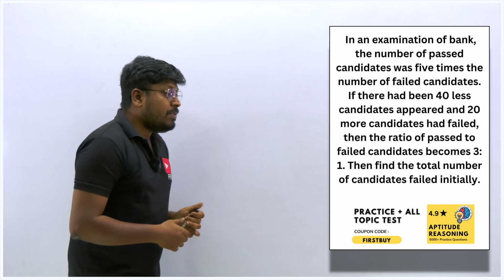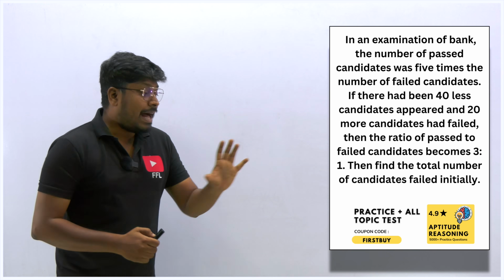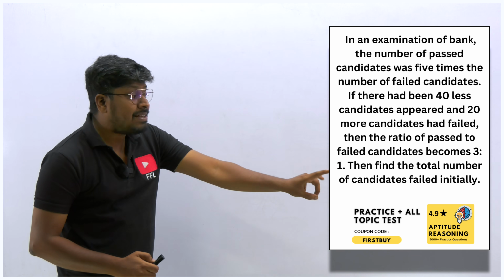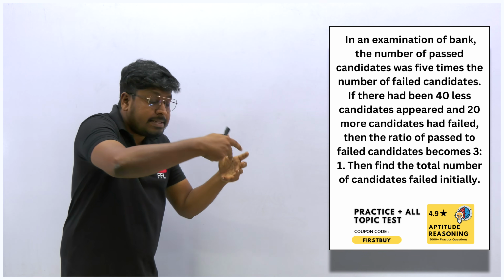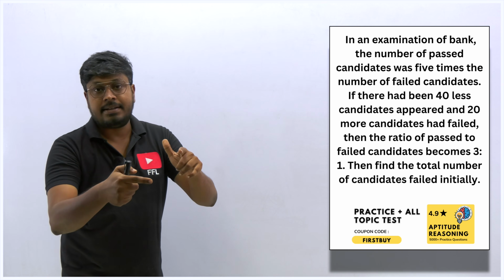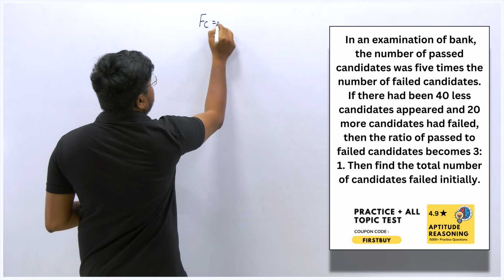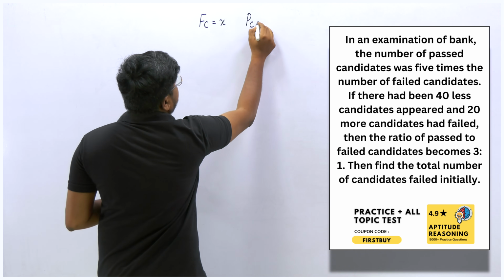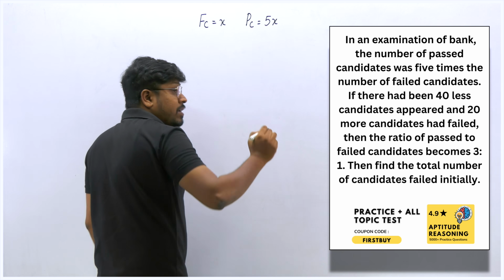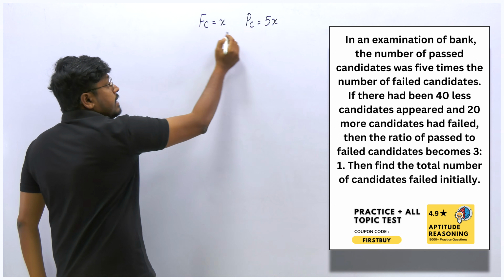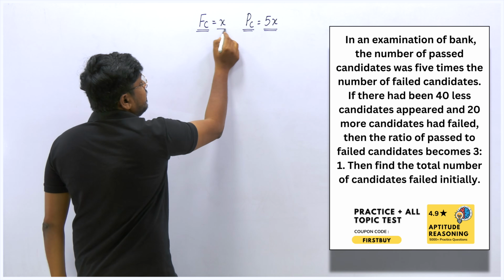So first you can see that the failed candidates figure was not given in the question, and what they are saying is the number of passed candidates was 5 times the failed candidates. They are comparing the passed candidates with the failed candidates. So what we can do here is, let's take the failed candidates as x. And the passed candidates will be 5x, right? 5 times, yes or no, right? The number of passed candidates was 5 times the failed candidates. So let's take the passed candidates as 5x and the failed candidates will be x.